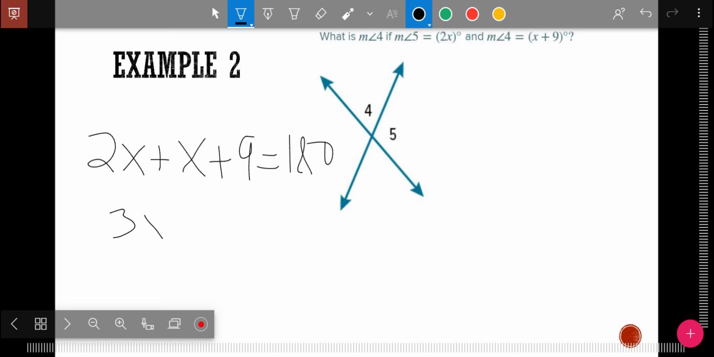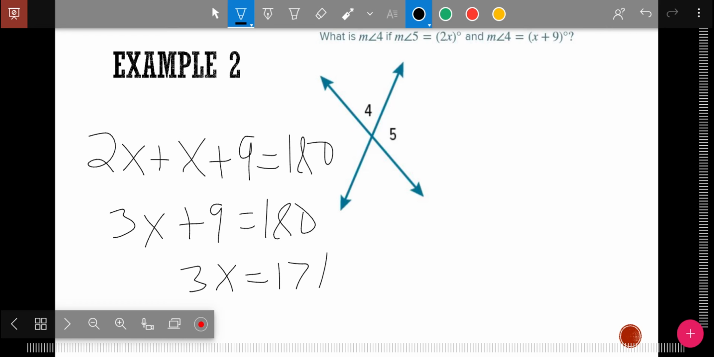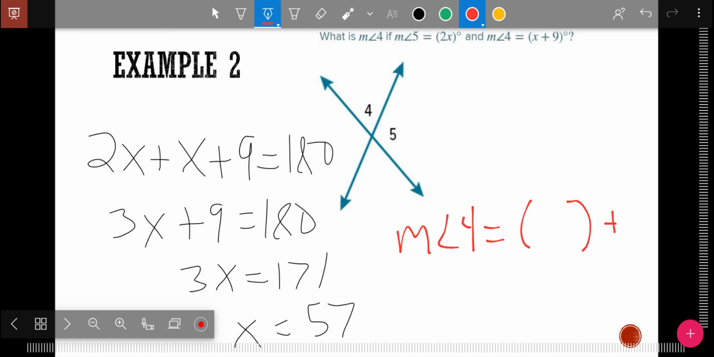And so you have 2x plus 1x makes 3x, still plus 9, still equals 180. You then minus 9 from both sides. And then you're going to divide by 3 as the next step. And so you get x equals 57. Now you want to find the measure of angle 4. The measure of angle 4 equaled x plus 9. And you're going to plug that 57 in. And so the measure of angle 4 equaled 66 degrees.